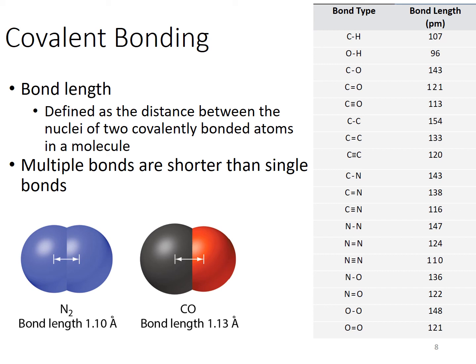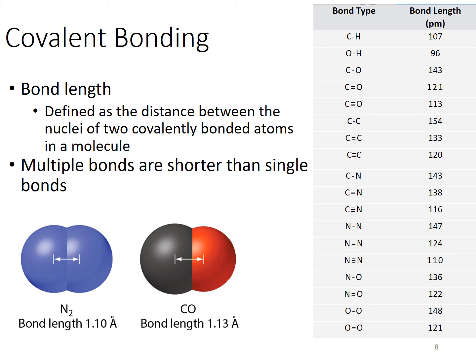And you can see some trends on the side. If you compare carbon-oxygen single bond to carbon-oxygen double bond to carbon-oxygen triple bond, you see it goes from 143 picometers to 121 to 113. So we're getting progressively shorter bond lengths as we get higher and higher multiple bonds. So going from a single to a double to a triple bond.